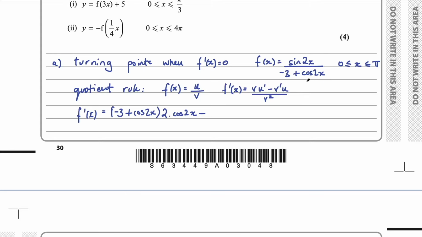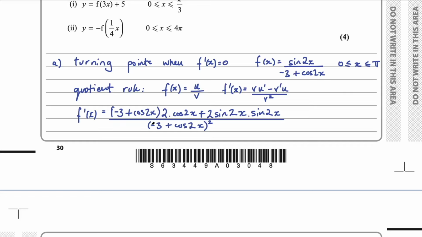So we'll have 2 times negative sine 2x. Because that's a negative, this will actually turn into a positive in the middle here. So we'll have plus 2 sine 2x. And we multiply all of that by u, which is just sine 2x. Okay, and then we have all of that divided by v squared, so the denominator all squared. So we've performed the quotient rule on this function.